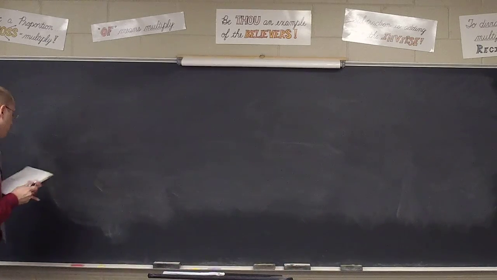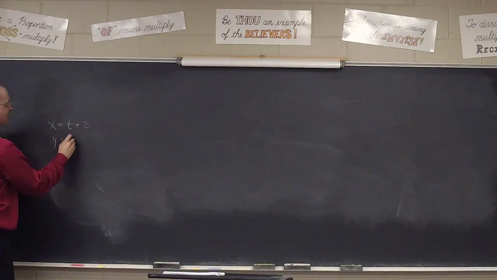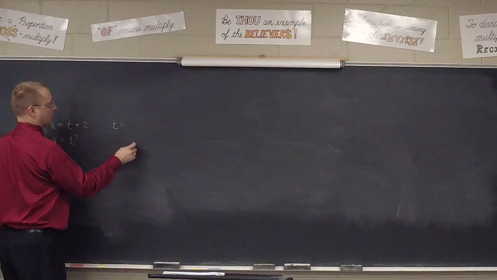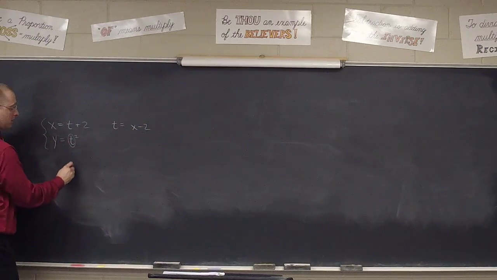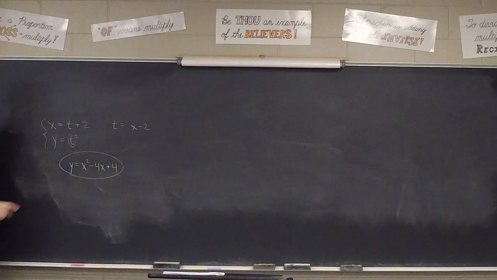Number 2 from the homework, they gave us x is equal to t plus 2 and y is equal to t squared. This is very similar, actually, to what we just did, Jamie. Move the 2 over to get t equals x minus 2, and then substitute that in and square it, and it's x squared minus 4x plus 4. There we go. Is this what you got as well, Quentin, for number 2?